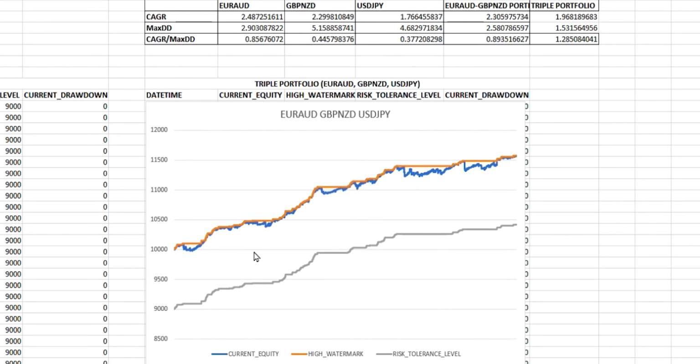And here, this is the effect that we see. And once again, we see a reduction in those drawdown levels. So quantifiably, we're now down to a drawdown of 1.53, which is significantly better than all of the three individual components. And also look at the reward risk measure, 1.28. And this is compared to 0.37, 0.44 and 0.85 of the individual components.